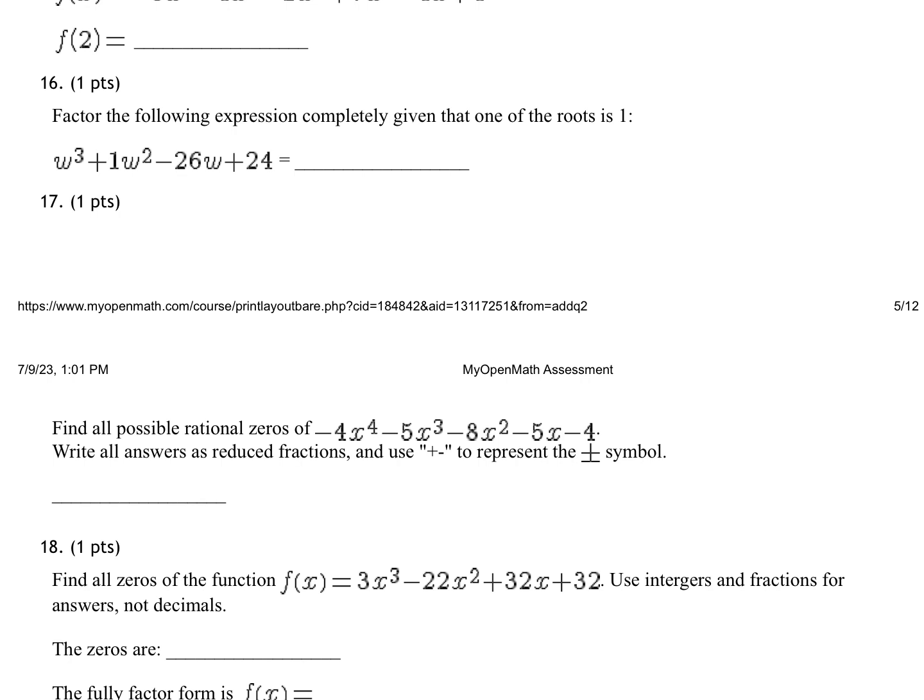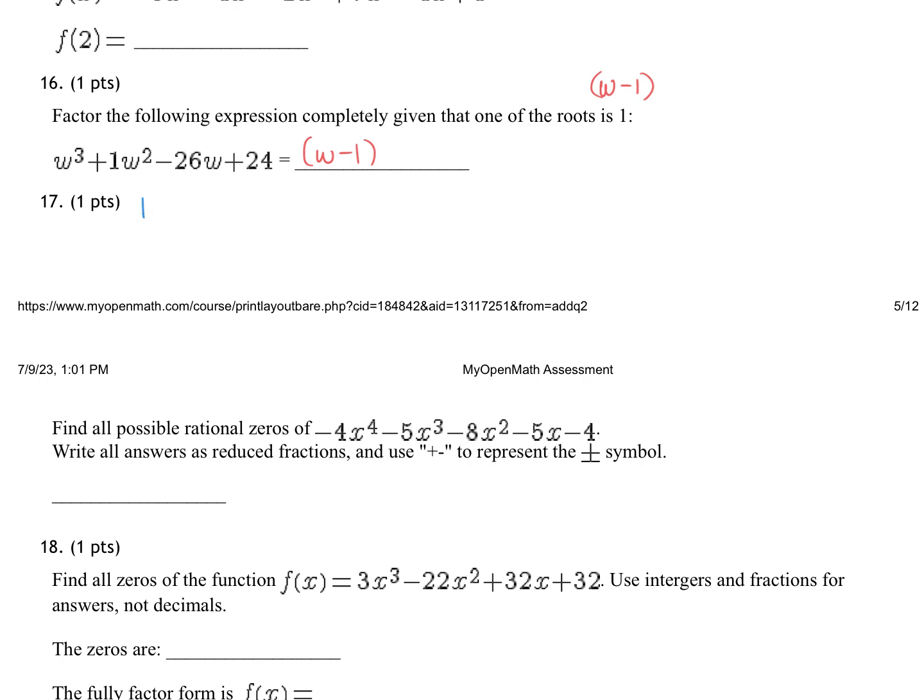16, factor the following expression completely given that one of the roots is 1. Okay, so if a root is 1, there is a factor associated with that. The factor is going to have the opposite sign. So if the root is a +1, the factor will be w minus 1. I always like to go ahead and write that in the blank so that I don't forget that that's one of the factors that I have.